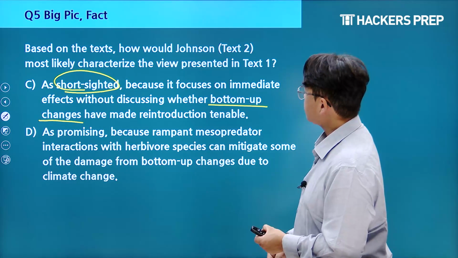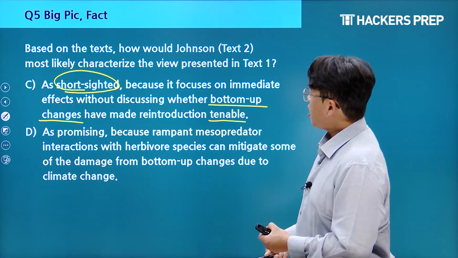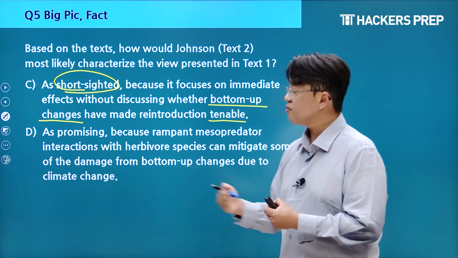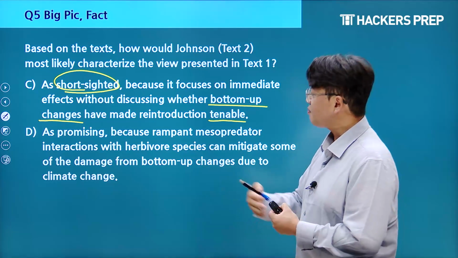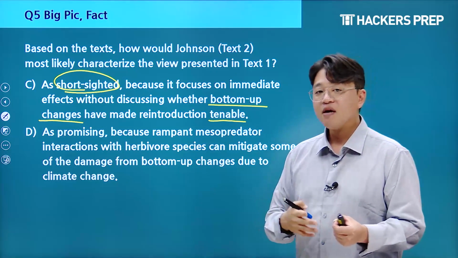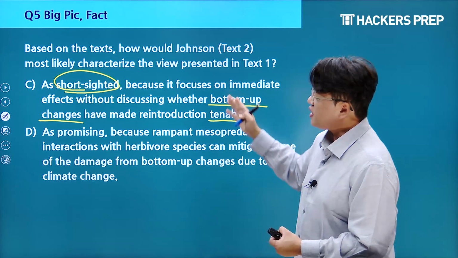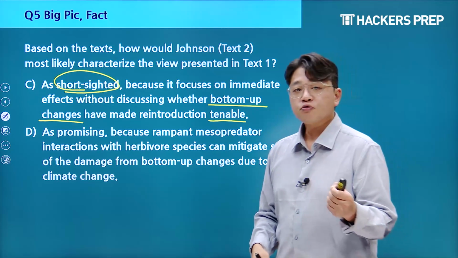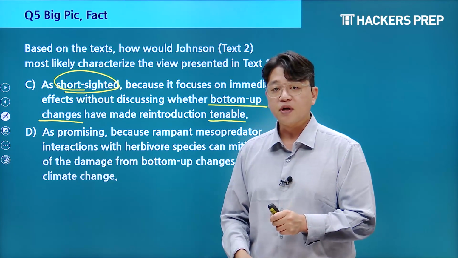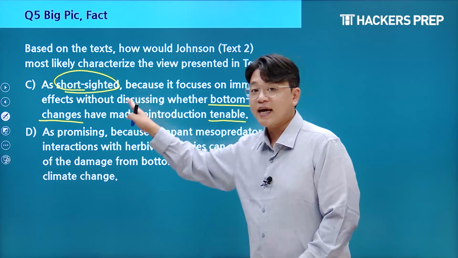Have made reintroduction tenable, okay? Achievable. So it's short-sighted in the sense that it does not consider the long-term effect, which is uncertain at best at this point, and the bottom-up changes that may be affecting the environment overall. Okay, so C carries the right tone and also draws from the right text and addresses the right factor that's being proposed by text 2. So C is our best candidate so far.